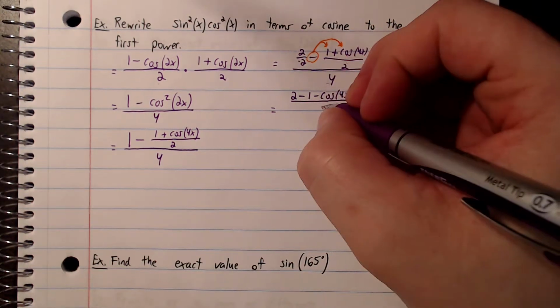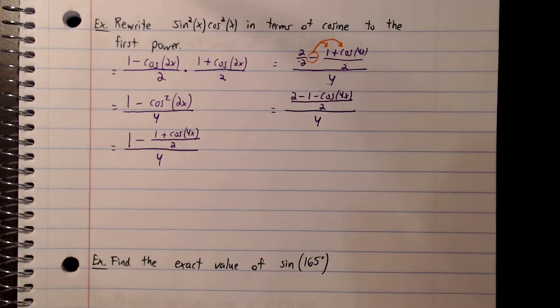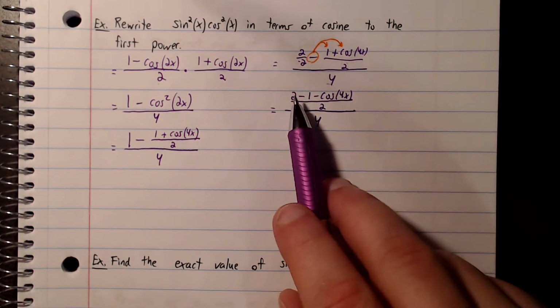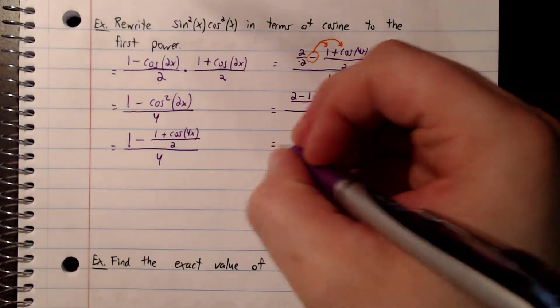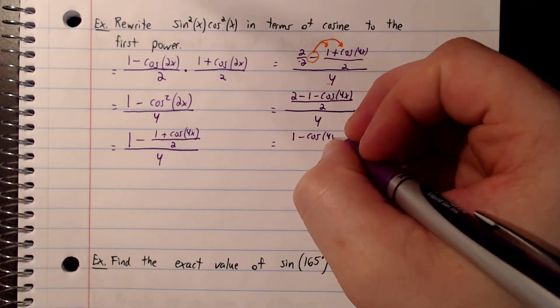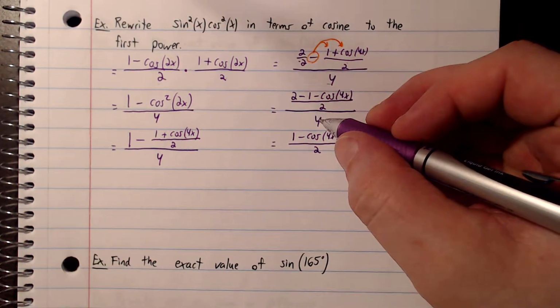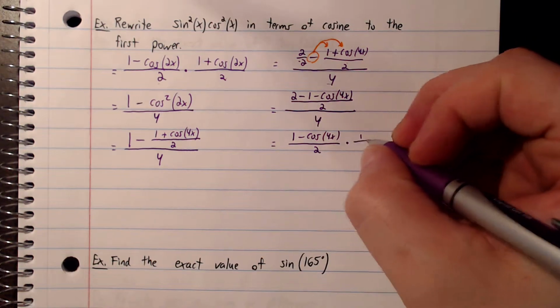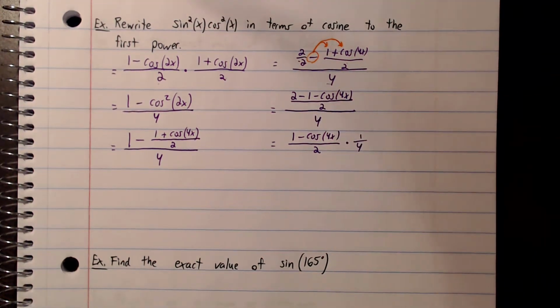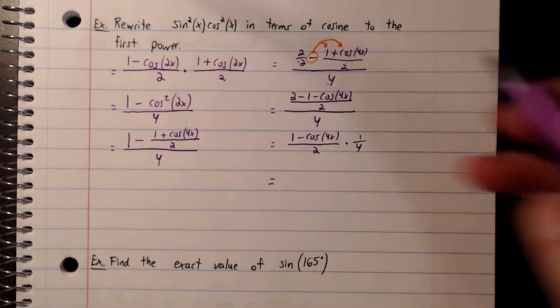Now we have the same denominator, so over 2, all divided by 4. Now it's getting a little bit cleaner, right? 2 minus 1 we can simplify to 1 minus cosine of 4x divided by 2. And instead of dividing by 4, I'm going to multiply by the reciprocal, right? That's how dividing by fractions works anyways, so that's a good idea.